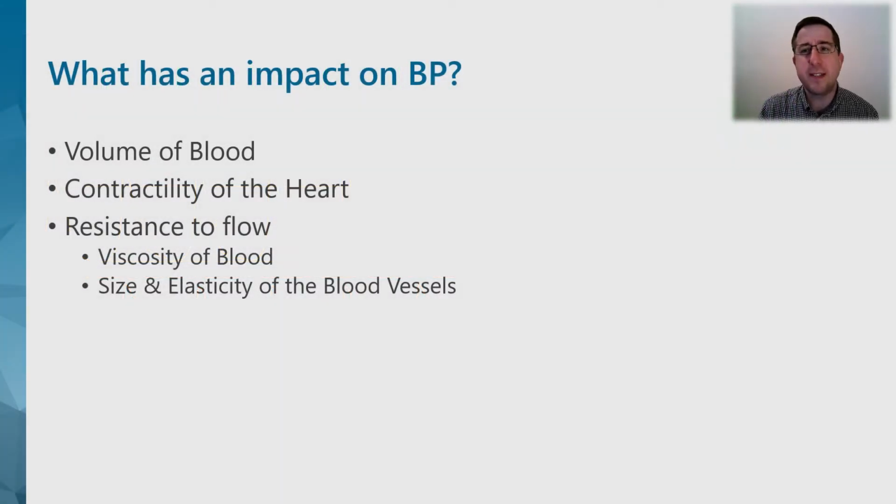So what things have an impact on blood pressure? To start with, the volume of the blood. The more blood that there is in the body, the more fluid that's on board, the higher the blood pressure. Also the contractility of the heart, how well the heart is functioning, will have an impact especially on the systolic blood pressure, but on the blood pressure and the flow of blood overall. And then the resistance to flow, which is related to the viscosity of the blood, how thick the blood is, but also the size and elasticity of the blood vessels.